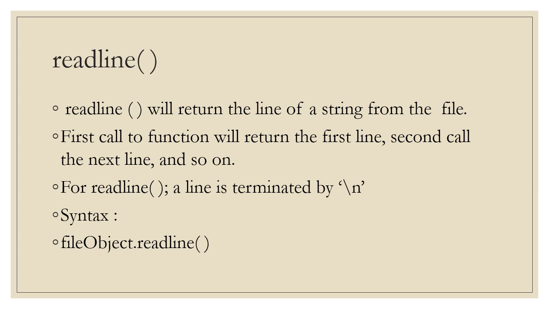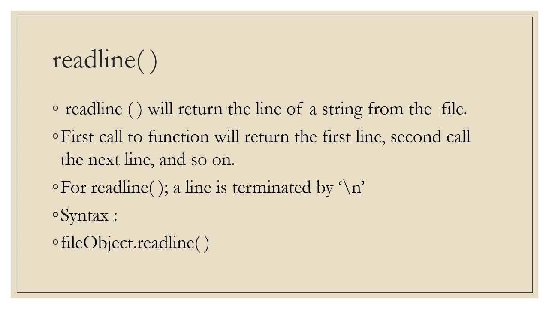Next one is readline(). The readline() function will return a line read as a string from the file. The first call to the function will return the first line, the second call the next line, and so on. We must remember that the file object keeps track of where reading or writing of data should happen.